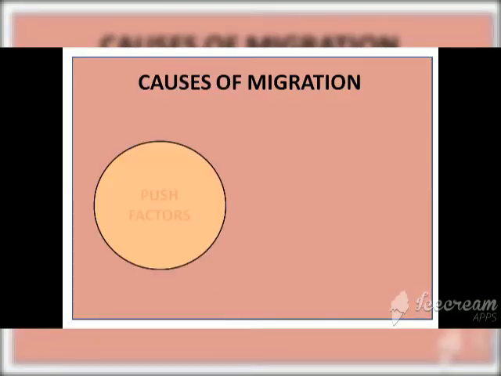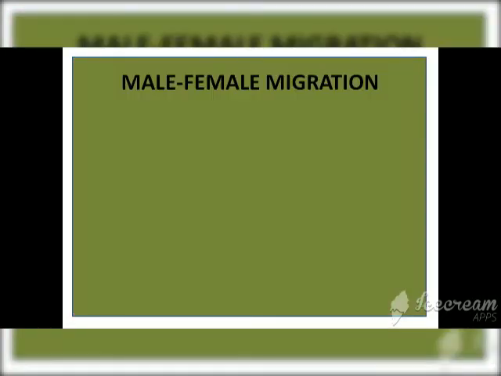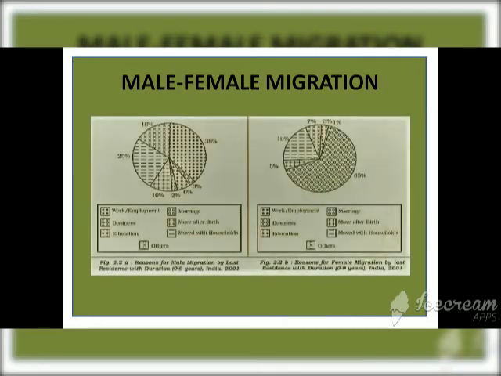Now there are different causes of migration. We have already discussed that in our previous chapter. There are push factors which force the population to move out of a place, and pull factors. These factors attract the population for migration. So there are various causes of migration. Male and female migration also takes place, as you can see in this chart.